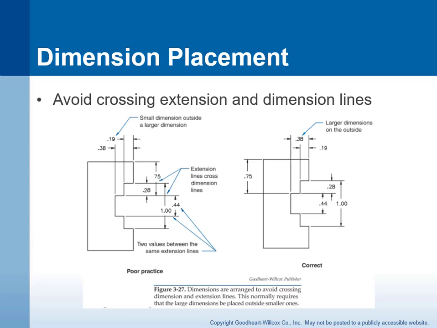Avoid crossing extension and dimension lines. What we have here is poor practice. The 75 dimension is crossing extension lines here. That's sloppy work. Again, this is a review for you. So what you want to do is dimension these things so the extension lines don't cross dimension lines.